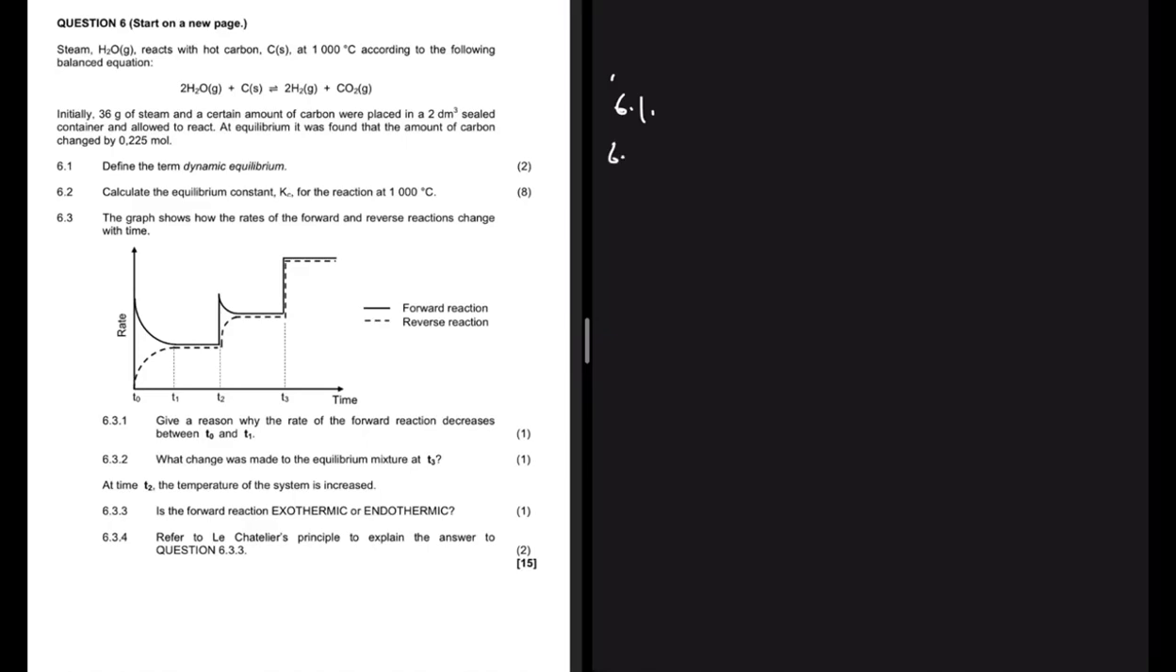Then 6.2 says calculate the equilibrium constant Kc for the reaction at 1000 degrees Celsius. So again, like we did on the other video, if you haven't watched it, subscribe to the channel and go check it out. So we're gonna start by writing the equation down. We have 2 H2O plus carbon in solid form, which is giving us 2 H2 plus CO2.